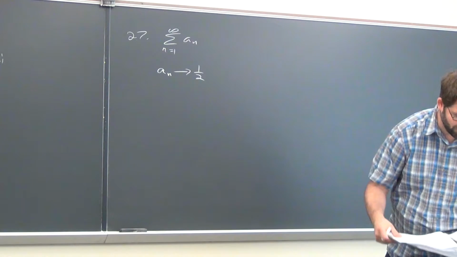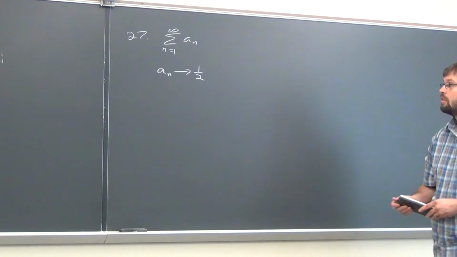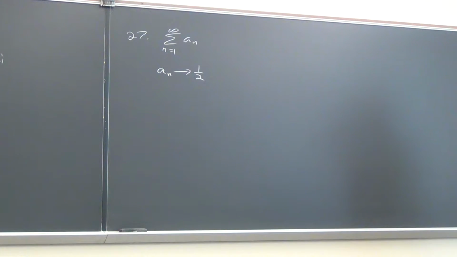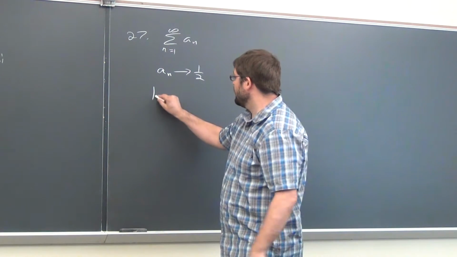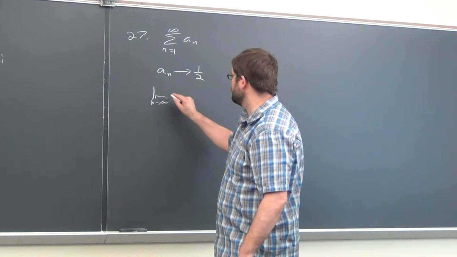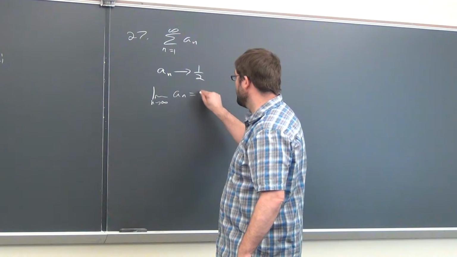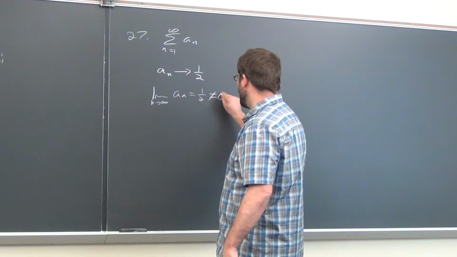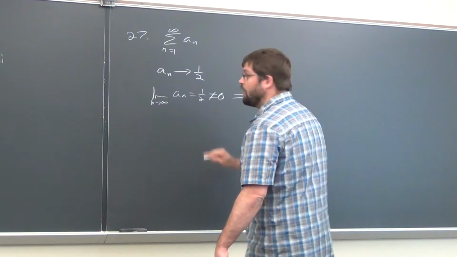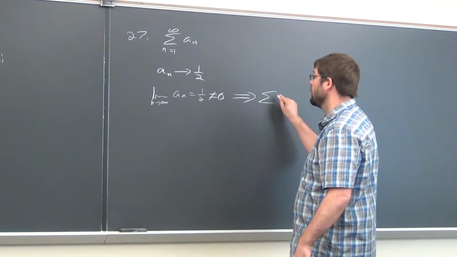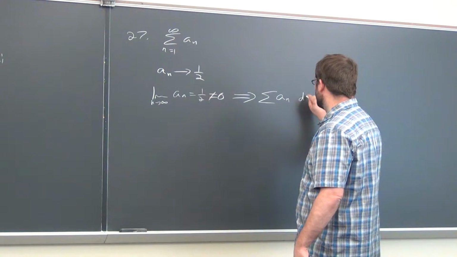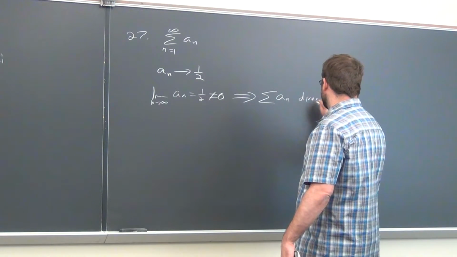So what was the big theorem we had from the last section? Was that if the terms don't go to 0, then what? Then it diverges. And so the limit as n goes to infinity of a sub n is 1/2. If that's not 0, right, then this implies that your sum, I'll just drop the bounds there, diverges. Does that make sense?